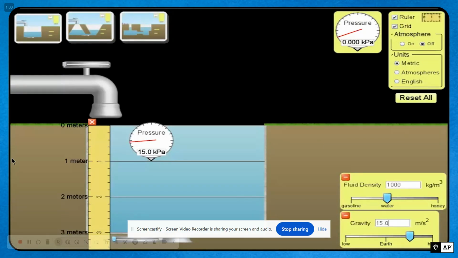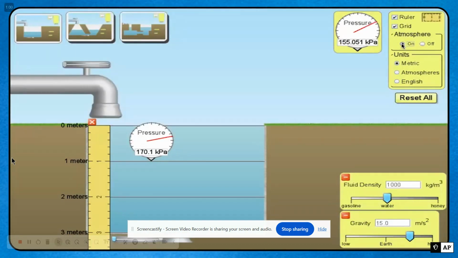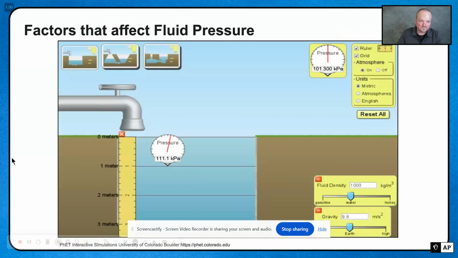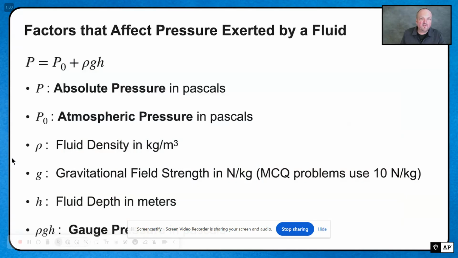So those three factors, depth, fluid density, and gravitational field strength, are all directly related to the pressure exerted by the fluid. I also, of course, know that if I turn the atmosphere back on, that's also affecting the pressure. So let's go back to my presentation and look at the equation for the factors that affect the pressure exerted by fluid. That's my equation up there on the top left.